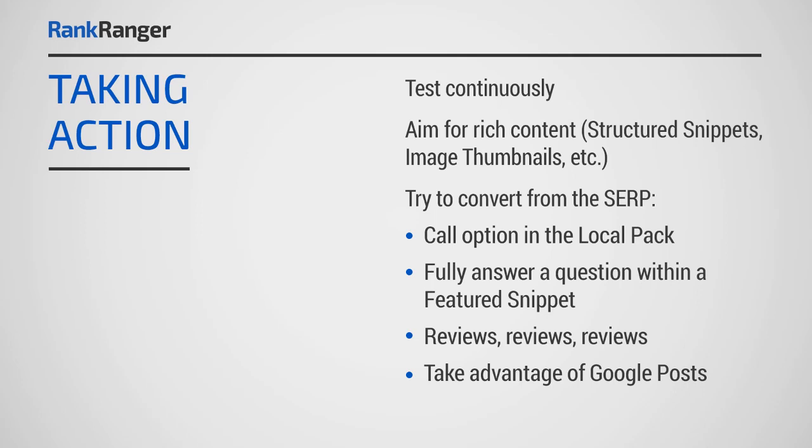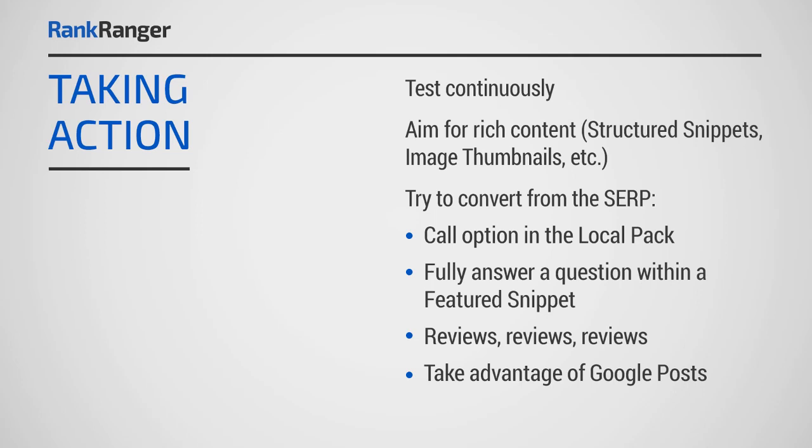Aim for rich content. Structured snippets, image thumbnails. Put it this way. If Google, as I showed you, prefers image thumbnails on the mobile SERP, if it has two sites to choose from, one is optimized for an image thumbnail, one is not, which site do you think Google is going to show? So don't miss out on the opportunities there.